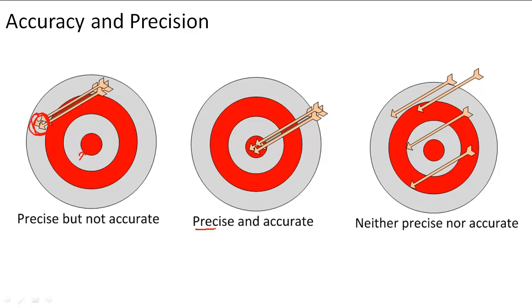This person, though, is precise and accurate because they're getting the center, and all their arrows are hitting the same spot. This person is neither precise nor accurate. So this person is not hitting the center, but also hitting all over the place on this board. They're hitting here, over here, over here, and not making a dent in the center.